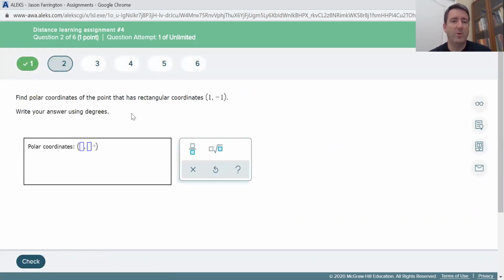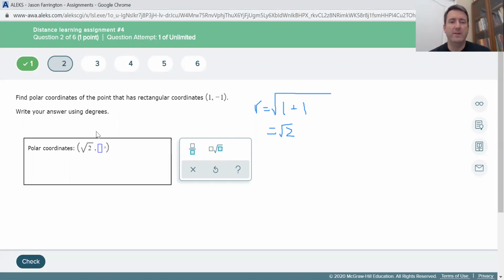All right, find polar coordinates of the point that has rectangular coordinates 1 and -1. All right, so r is going to be equal to the square root of 1 squared, which is 1, plus -1 squared, which is also 1. So this is going to be equal to the square root of 2. And we can enter that over here.